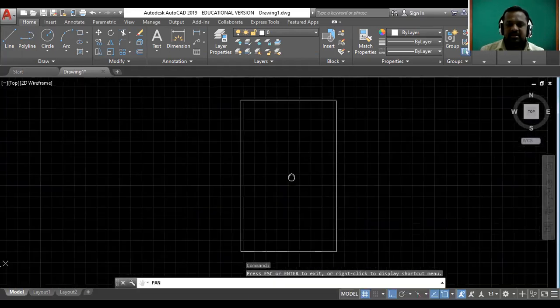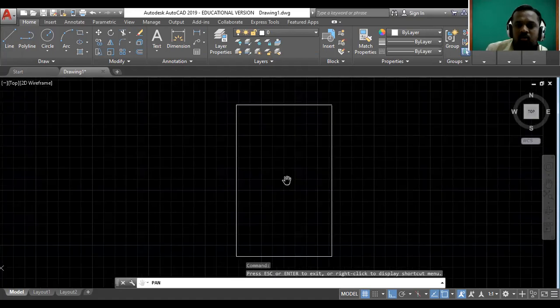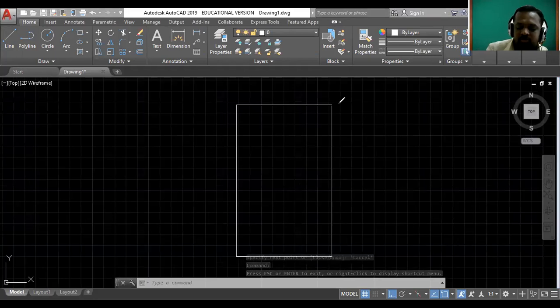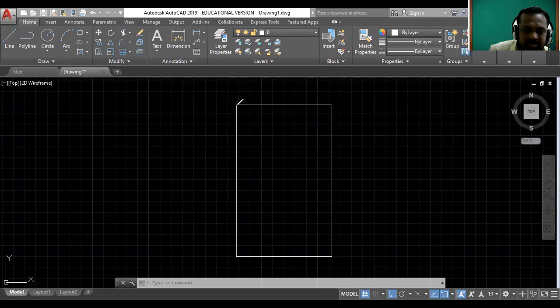Yes, please. And now we have to consider the center point for that four circle. Okay, see, this is the first center point, then this is the second, this is third, and this is the fourth. 1, 2, 3, and 4. At that 4 center point, we have to draw the circle.